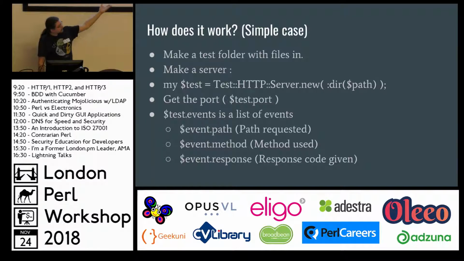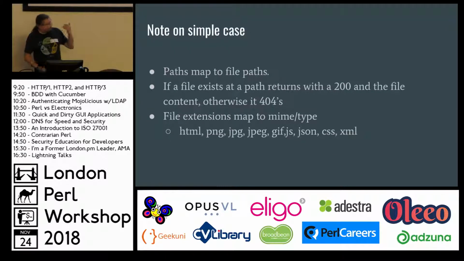What you do is you make a folder, and you can have multiple layers of folders, and it just maps locations in the folder to paths. You fire up your server, and it will get itself a random port that you can then request from it, by looking at test.port. Then you make requests to that, and there's an event list which has what path was requested, what method was used, and what response we gave. Like I say, the paths requested map to paths in your folder.